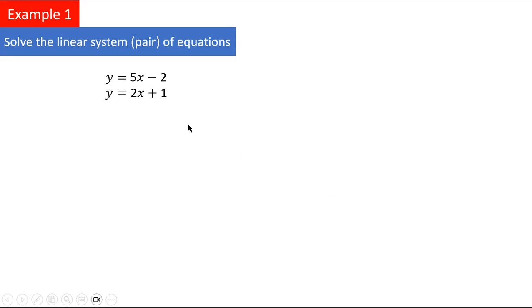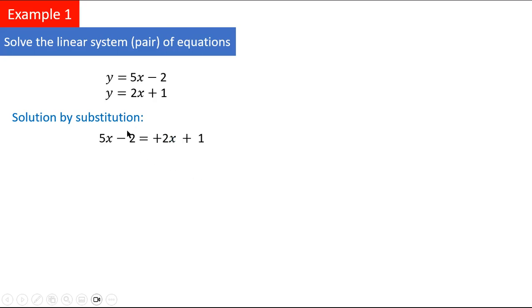Now we need to solve the linear system of equations. This one here. Obviously, because these two slopes are different, I know they have only one solution. So in this case, I'm going to use substitution. I'm taking the value of y from this equation and plugging it into this equation. So I put this equal to this.